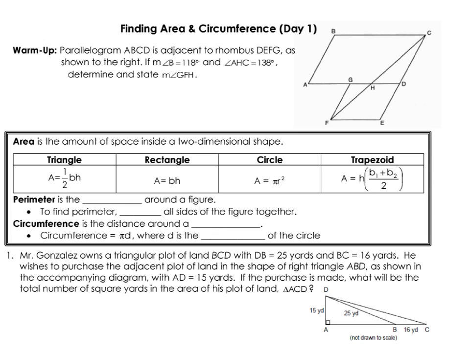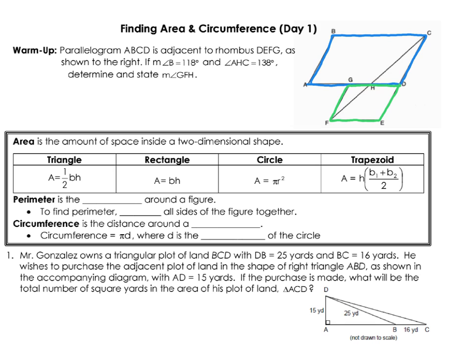Hey guys, we are on Unit 9 today, and we're going to do day 1, and we're going to talk about how to find area and circumference. Okay, so in our warm-up, we have a parallelogram called ABCD, and it is adjacent, which means next to, rhombus DEFG, as shown to the right.